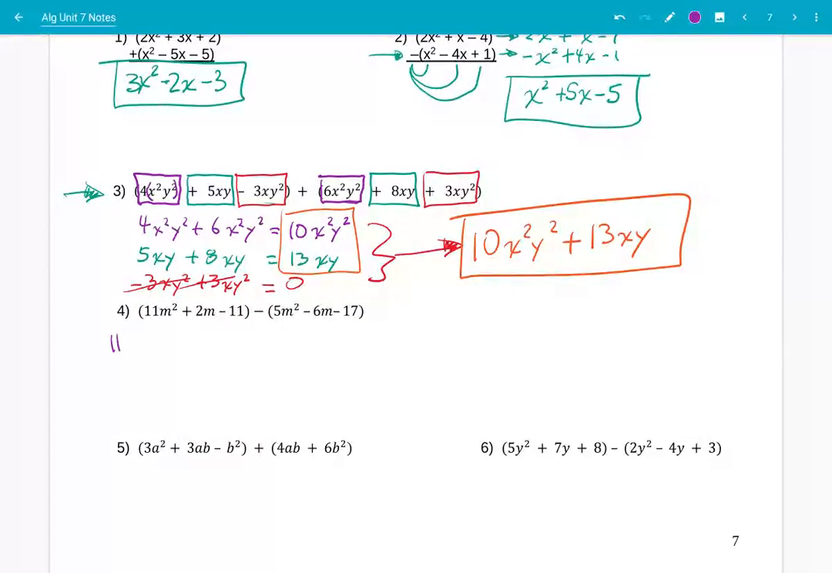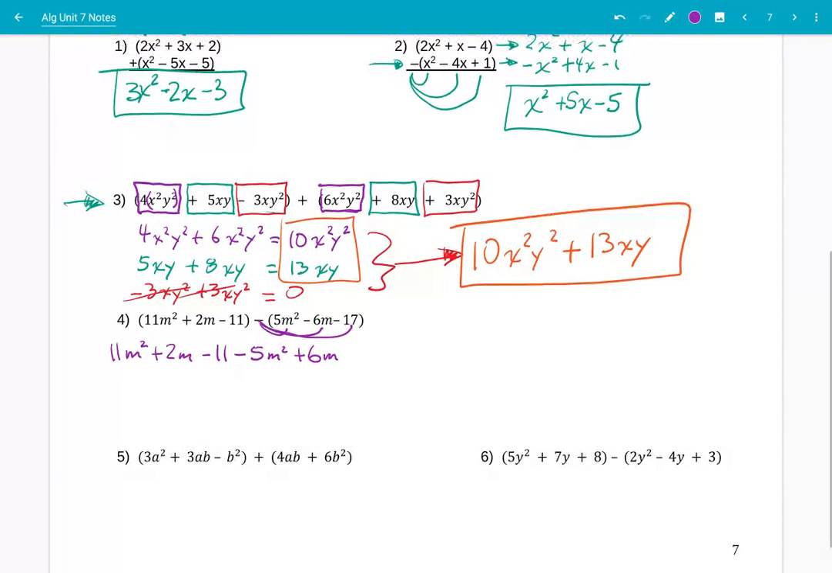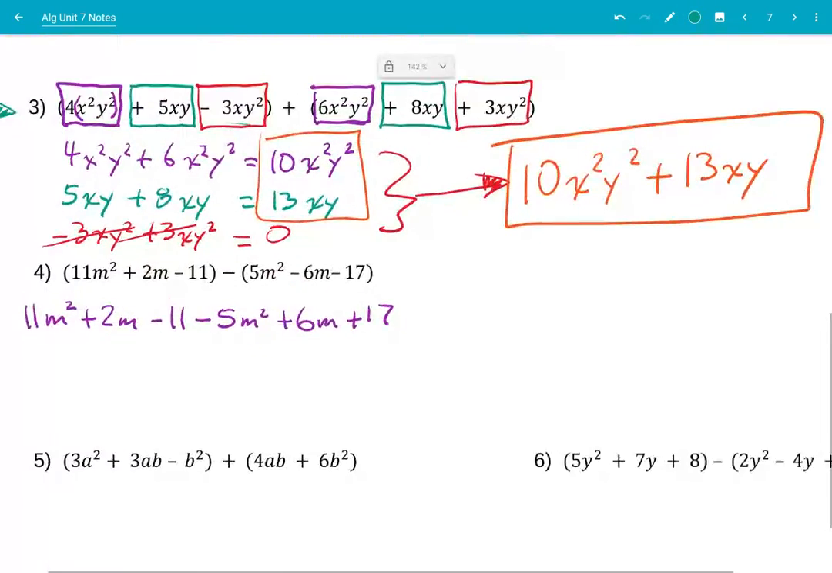So I've got 11m squared plus 2m minus 11. And then I've got this, a minus 5m squared. And then that, a negative times a negative is a plus 6m. And then a negative times a negative 17 is a plus 17. Okay, now, give myself a little bit of room. Now I can zoom in a little bit.